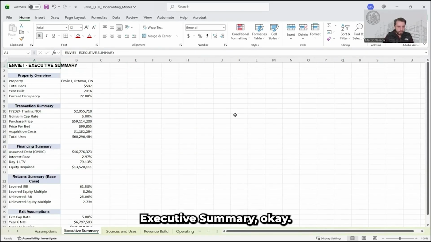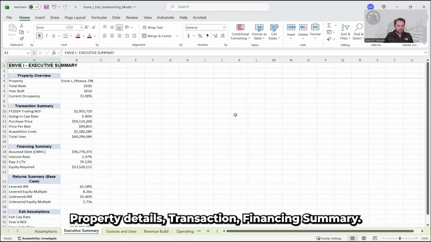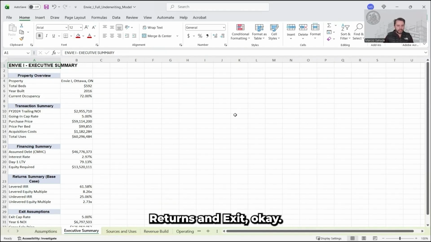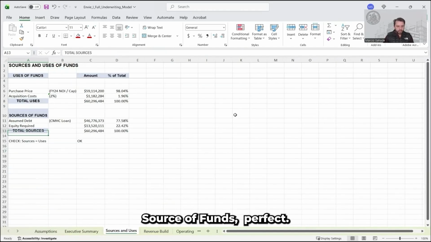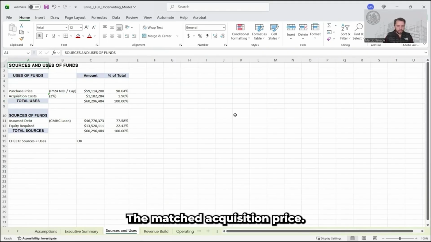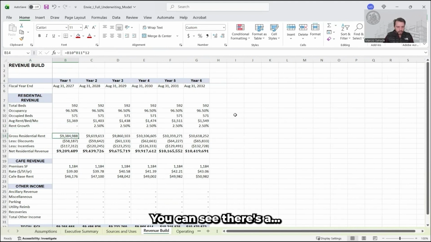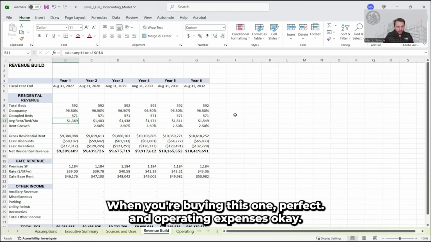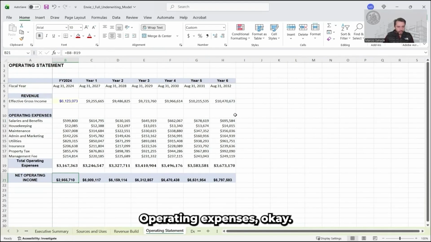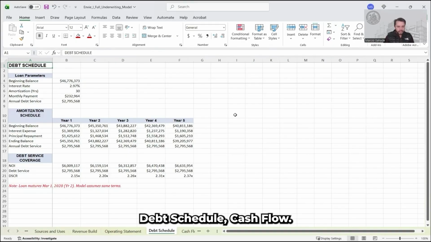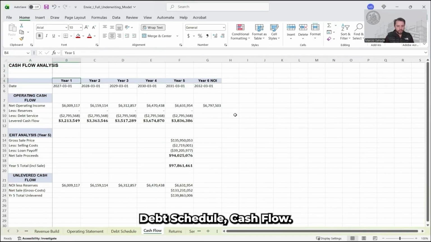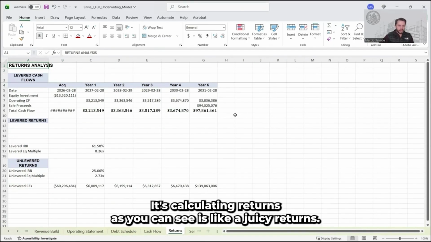Executive summary, okay, property details, transaction, financing summary, returns and exit. Source of funds, perfect, that matches the acquisition price. The revenues on a yearly basis, okay, you can see year 1, 2, and 3, when we're buying this one, perfect. Now operating expenses, okay. Debt schedule, cash flow, how it's calculating returns.